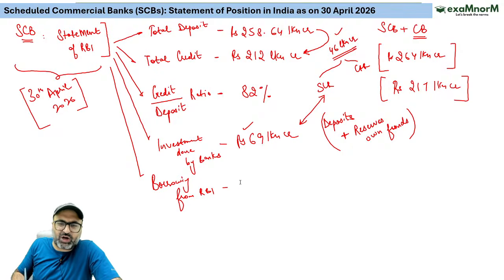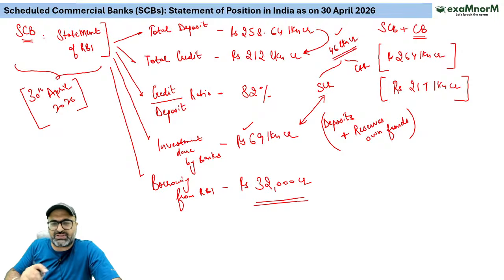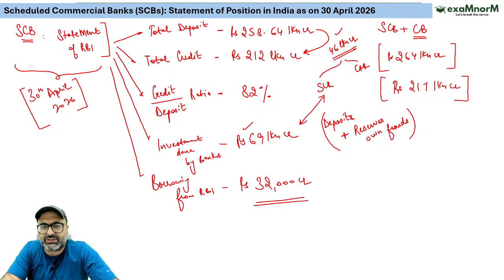Then if I talk about borrowings from RBI, the borrowings from RBI is around 32,000 crore. This is the borrowing which is done by the banks from RBI. ठीक है जी. तो ये सारा डेटा है which you need to remember. अब क्वेश्चन ये है कि सर इससे समझ क्या आता है?